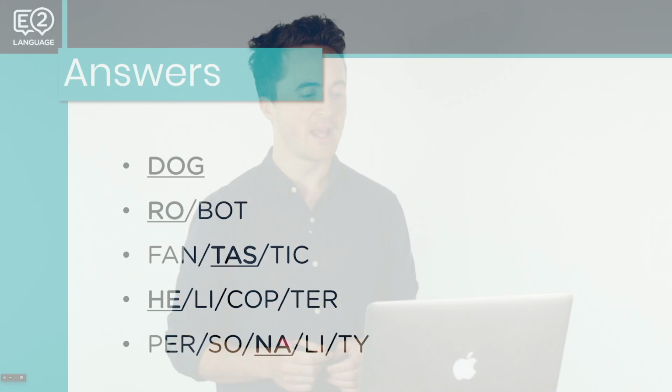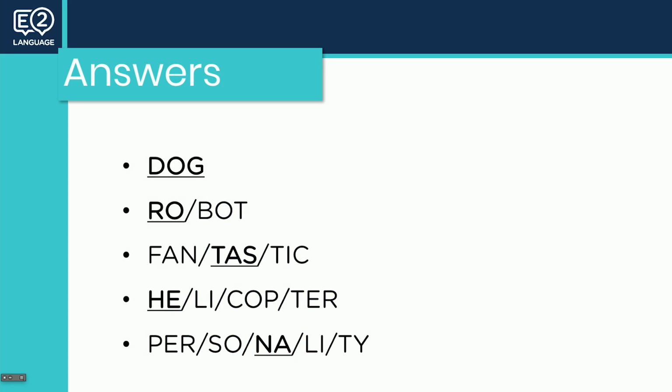fantastic, the middle syllable there, tas, gets the emphasis. Helicopter, emphasis on the first syllable. The other syllables have less emphasis. Personality. She has a great personality. Personality. Na gets the emphasis there. How do we know which syllable to place emphasis on? That's a difficult question. That's up to you to start to listen to the way that people speak English and notice which syllable is emphasized.